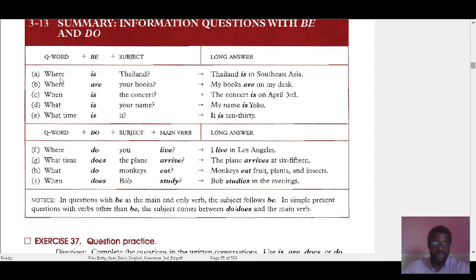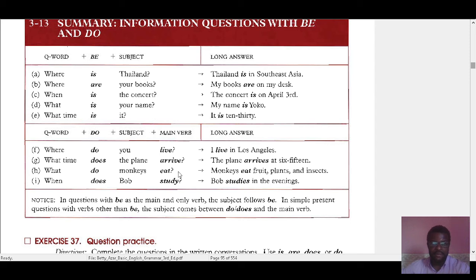So for example, see here, where is Thailand? With the subject, it follows the be. After the be, Thailand comes. Where are your books? See, they follow immediately after the verb.